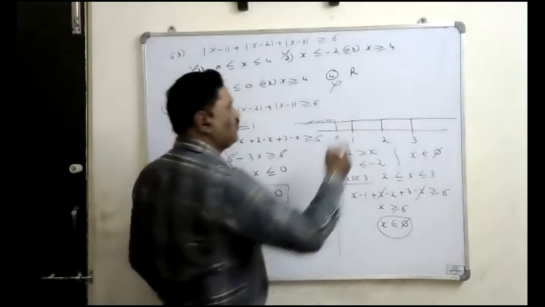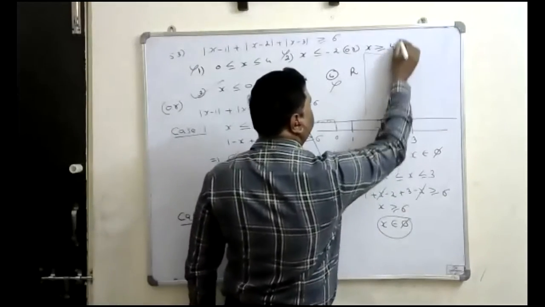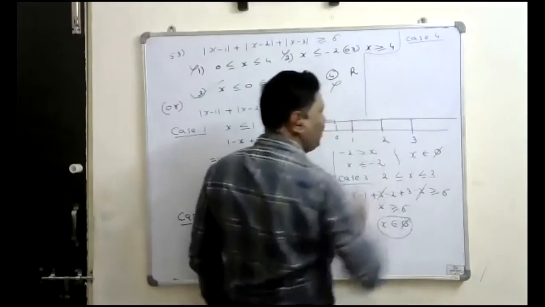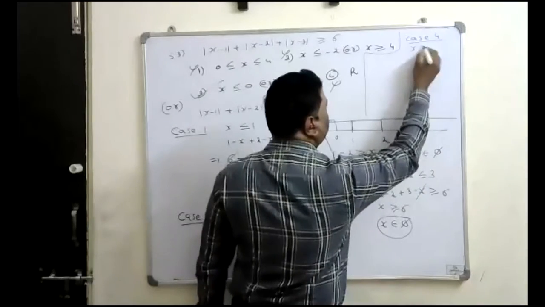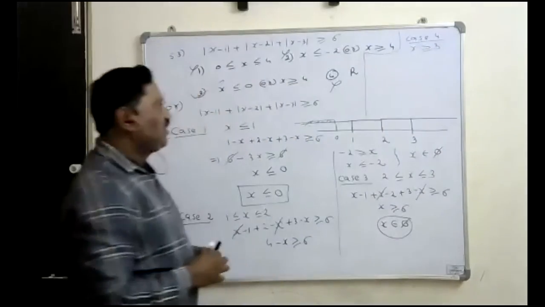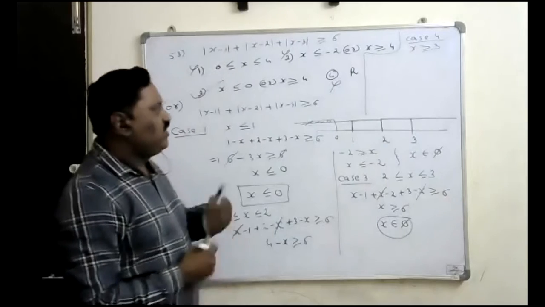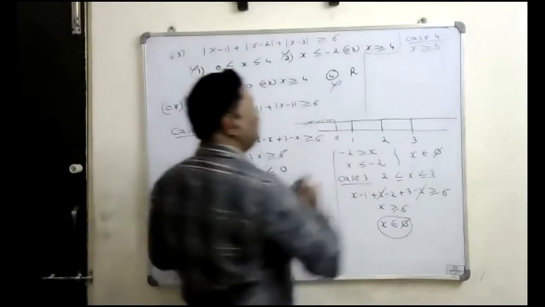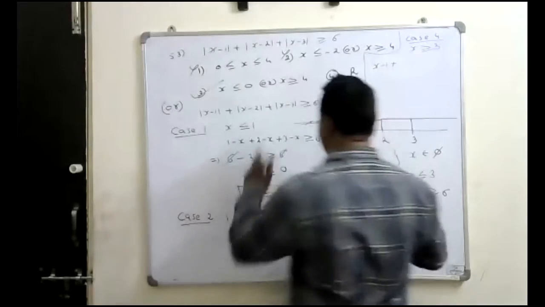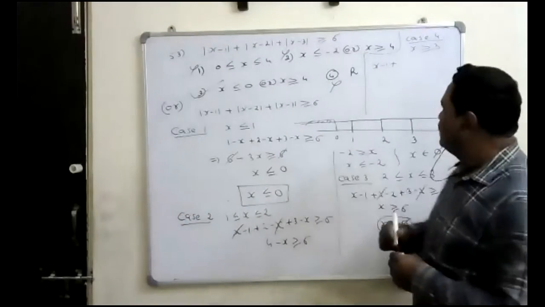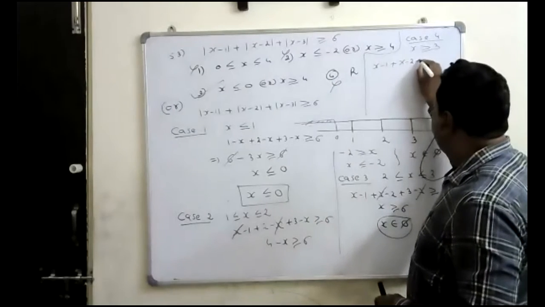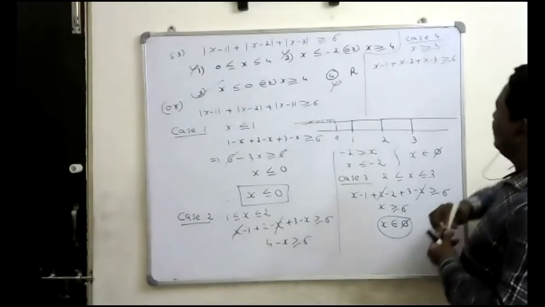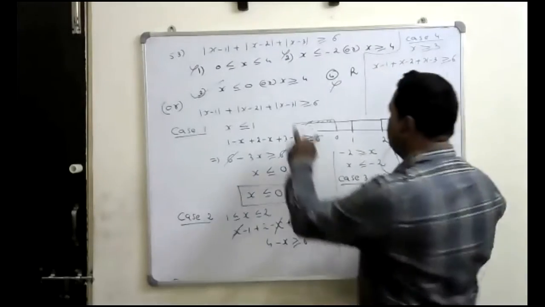Now we'll go for case 4. I will take x value more than 3, x greater than or equal to 3. For x more than 3, is x minus 1 positive or negative? Positive. So x minus 1 plus x minus 2, positive, plus x minus 3, also positive, is greater than or equal to 6. I took x more than 3, so x minus 3 is positive.